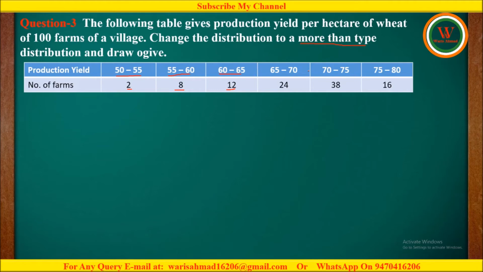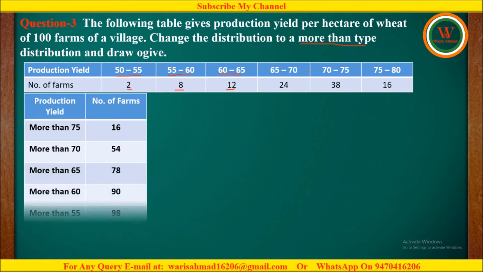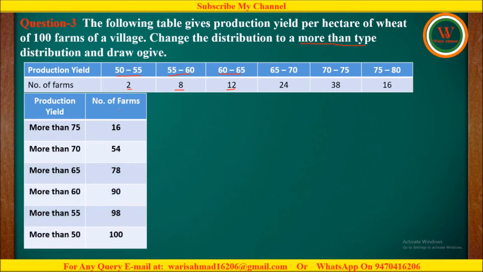For that, again, we will take a table with 2 columns, and the heading of the very first column will be production yield and the second heading will be number of farms. From here we have to select the lower limit of each class: more than 50, more than 55, more than 60, more than 65, more than 70, and more than 75. It's better to copy from the last class interval.